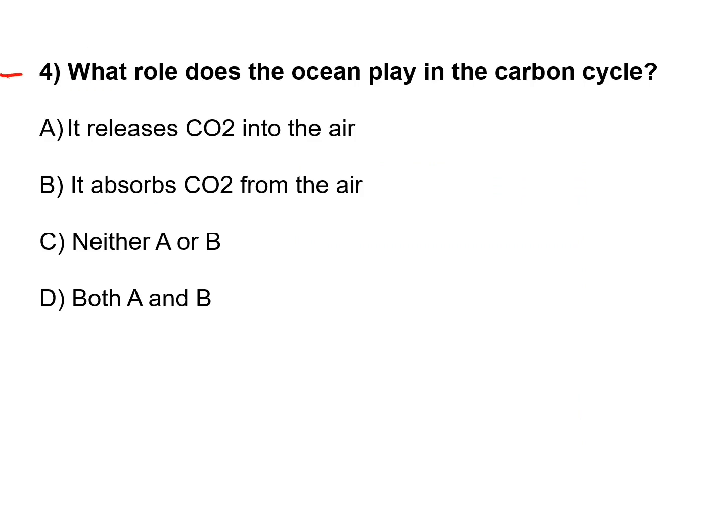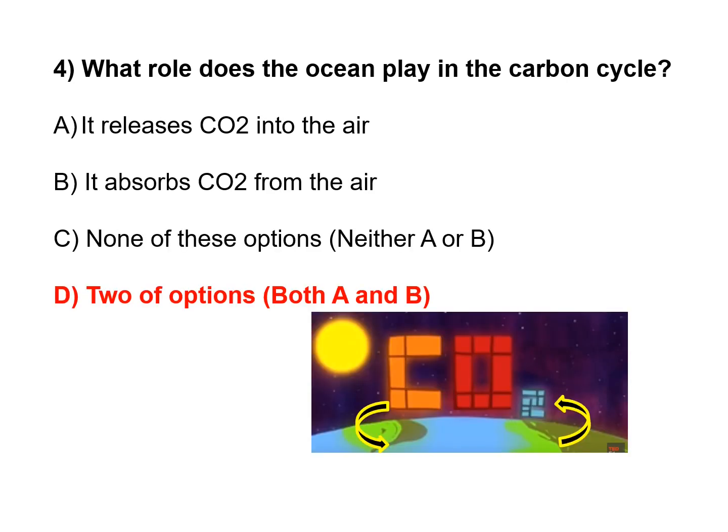Okay, read this one and stop the video if you have any question. So the answer is very easy. Here it will be D. And why D? Because you have, for example, plants like algae in the ocean. And the algae are doing photosynthesis, so they are taking the CO2.